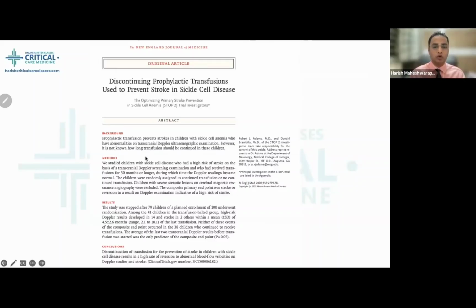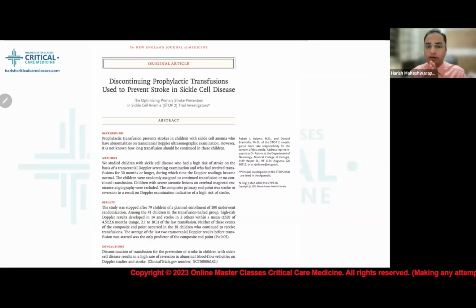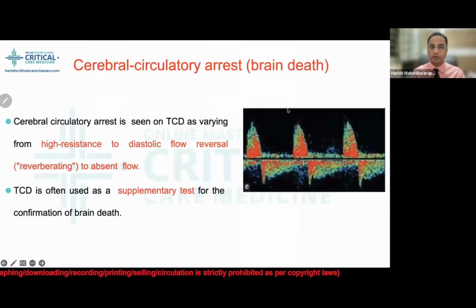However, it is not known how long transfusion should be continued in these patients. So basically, they tried to avoid the transfusion, to prevent unnecessary transfusion. On the other hand, that increases the stroke risk. So we need to go for the TCD and get an idea about the need for transfusion. That indirectly helps in preventing stroke in sickle cell patients.